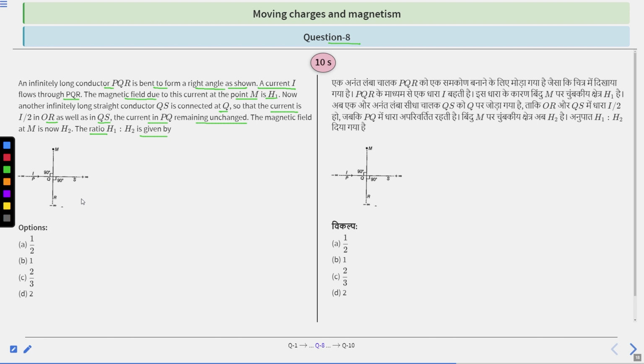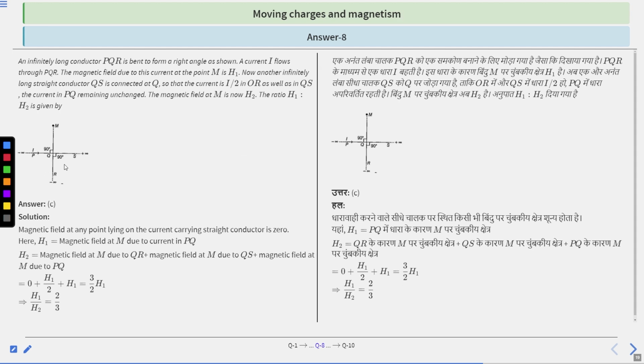So which one is correct? Option A is 1 by 2, option B 1, option C 2 by 3, and option D 2. Clear? You have 10 seconds to solve this question. After 10 seconds, we will provide the solution of this question. Let's find the solution.